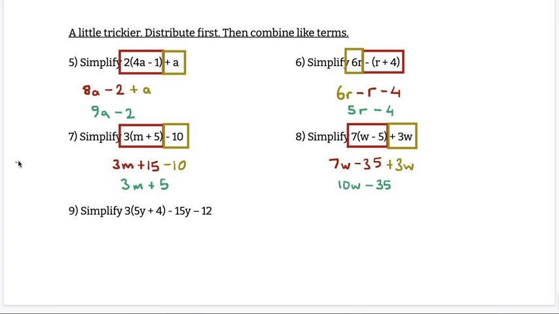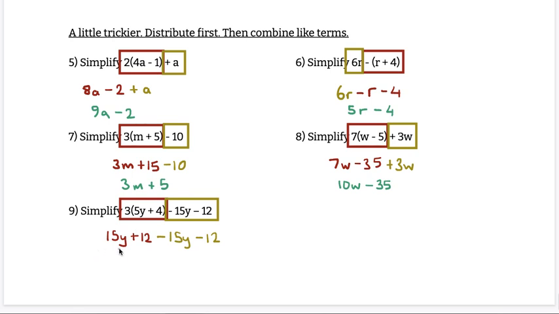And this one, just kind of bringing it all together really in this case, is we have this whole term right here, and then we deal separately with the second part of it right here. So our first part is 3 times 5y is 15y. 3 times 4 is 12, so plus 12. And then we've got our negative 15y and our negative 12 that we're bringing down.